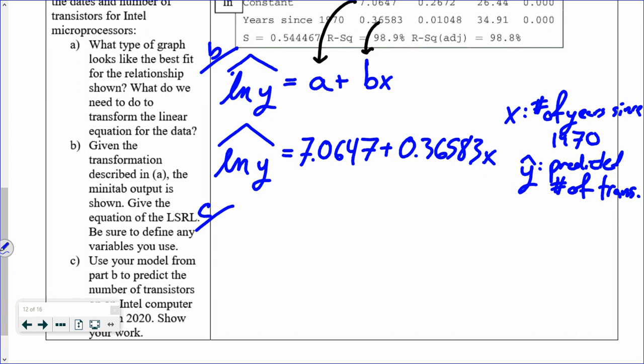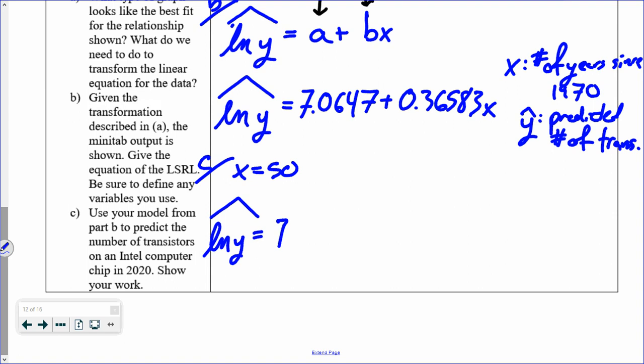Notice that 2020 is 50 years after 1970, so our x value here is going to be 50. So we're going to have predicted natural log of y equals 7.0647 plus 0.36583 times 30. Why did I put 30 there? Try again. 50.